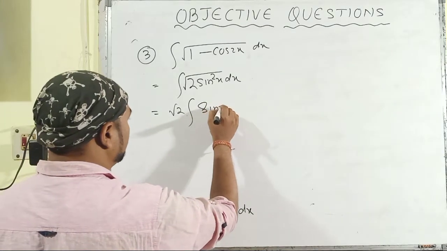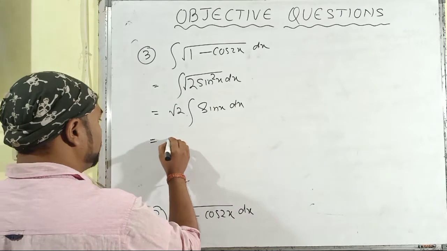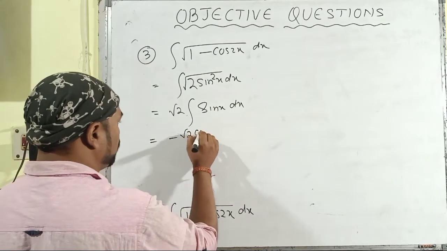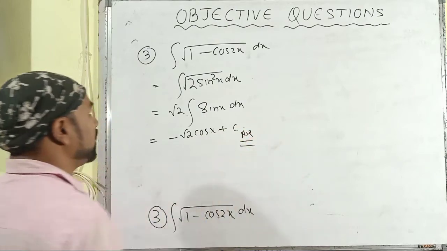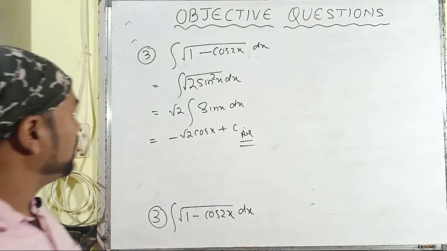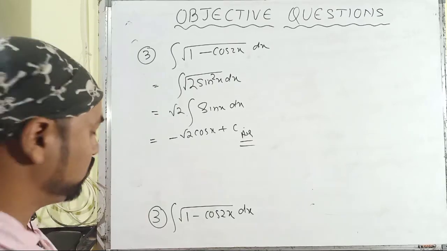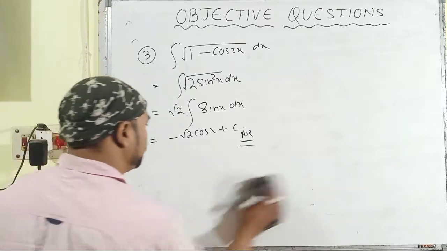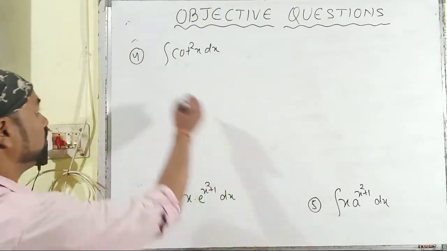Then the remaining term is the integral of sin x with respect to x, that means it will be minus root 2 cos x plus c, and here it is your answer for question number 3 of the objective video session. Then proceeding towards number 4. Now coming to the fourth question.